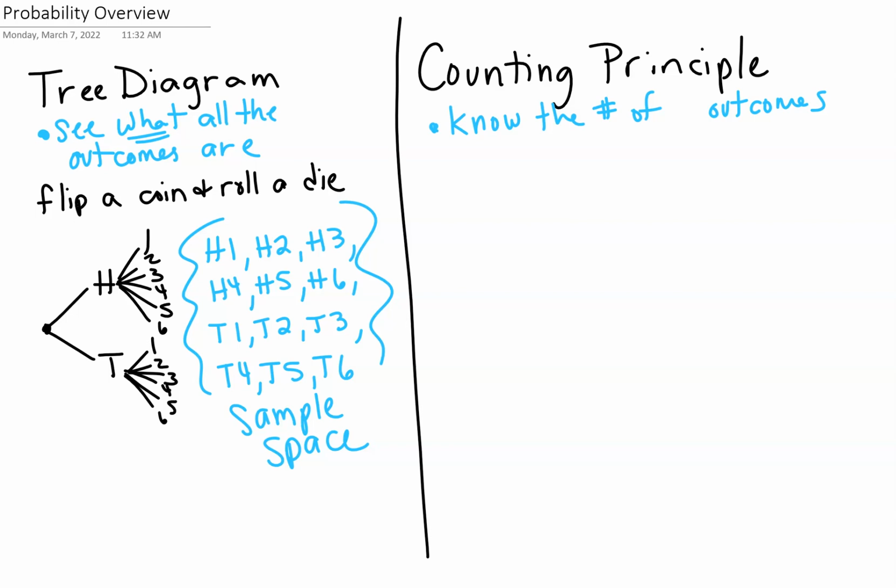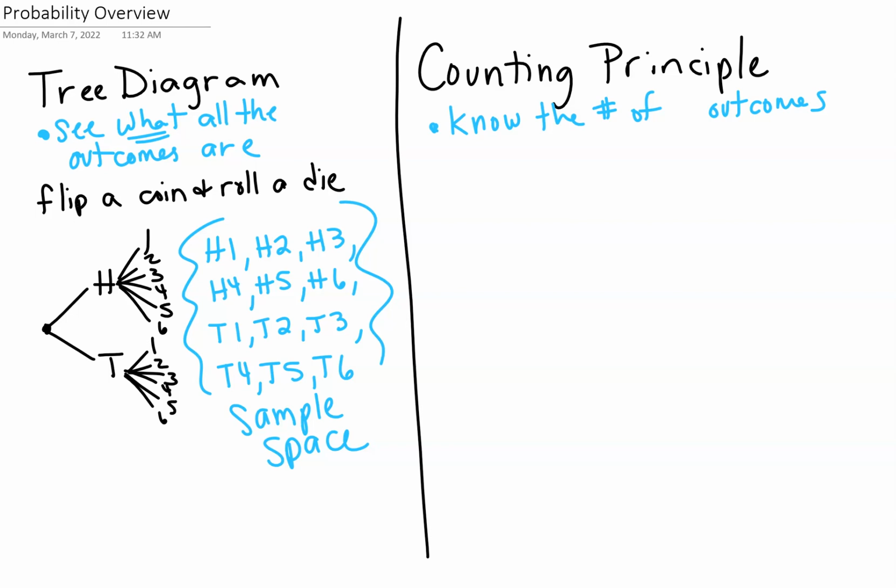Now, when you're looking at the sample space, it makes finding probabilities of things like this really easy. Like if I say, what's the probability of rolling an even number? Well, how many of these outcomes have an even number in them? 6 of them. And how many total outcomes are there? 12. So 6 out of 12, which we would simplify to 1/2.